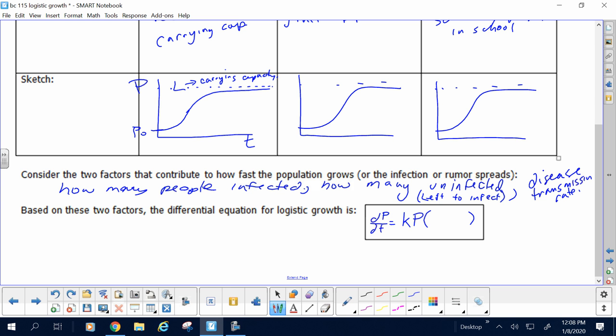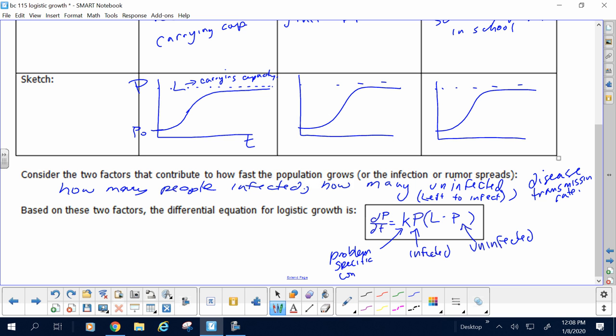Now, first you would need to know how many people max. What do we call that? Carrying capacity. We call that L, okay? And so if we have a total of L and P represents infected, then how many uninfected? L minus P. There you go, L minus P. That is the differential equation for logistic growth. This is the infected. This is the uninfected. And this is the kind of problem-specific rate of transmission. You follow?